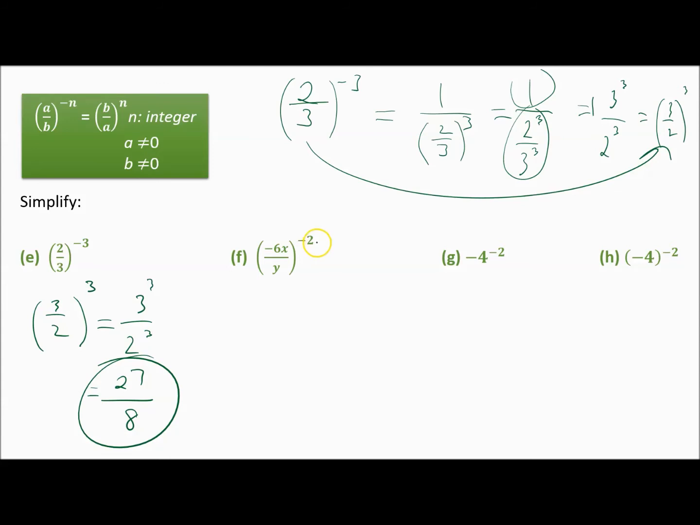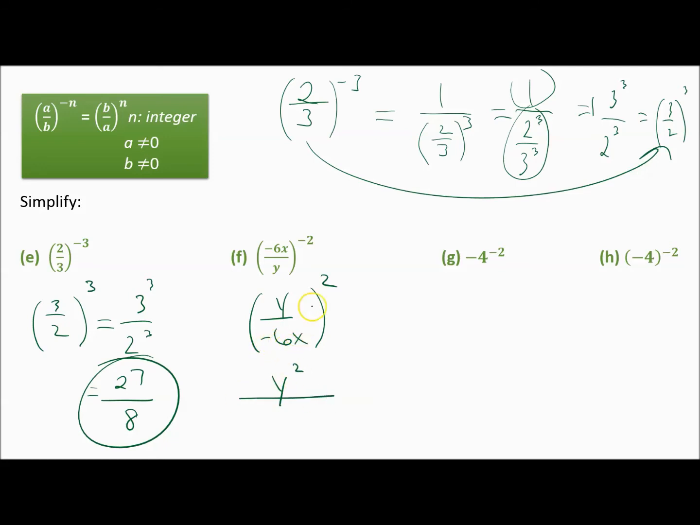Here, again, you can apply the negative 2 to everything right now. My advice is to flip this fraction first. So this is y divided by negative 6x to the positive 2 power. Then apply the 2 to everything. So this would be y to the second.